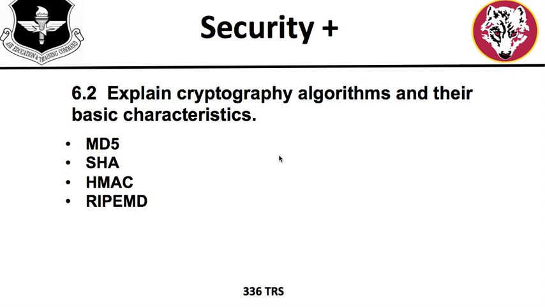In this segment of Security Plus 501, we're looking at Objective 6.2, and it states we are to explain cryptography algorithms and their basic characteristics. And in this particular area, we're looking at specific algorithms such as MD5, SHA variations, HMAC, and RIPE-MD.